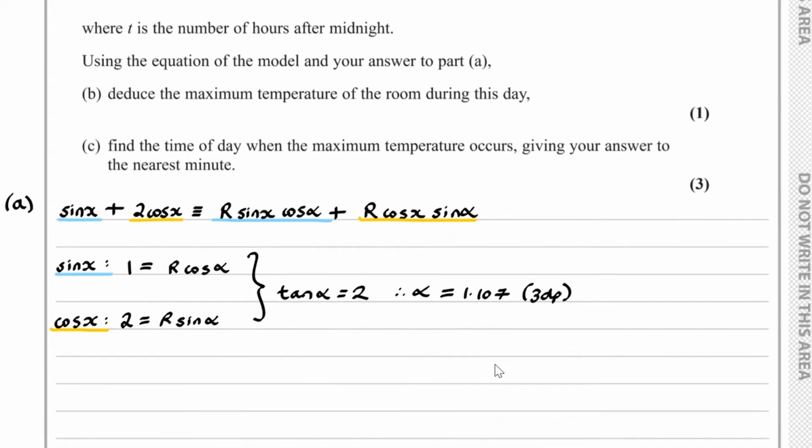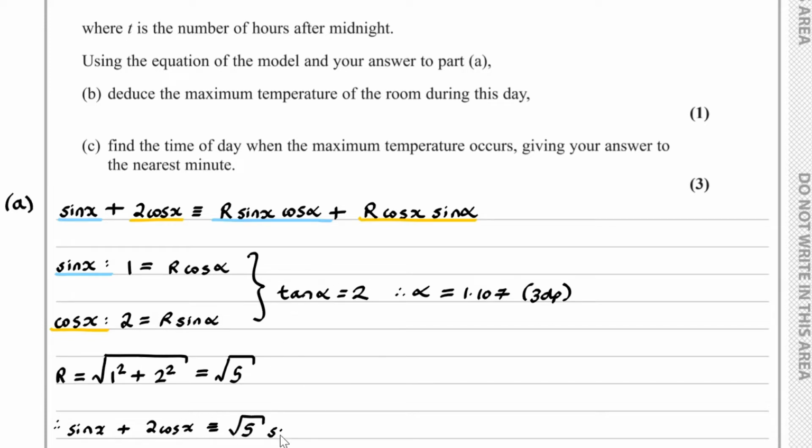And the value of r, that's equal to 1 squared plus 2 squared square rooted. Turns out we get root 5. And therefore we can rewrite sine x plus 2 cos x as r, that's root 5, times by the sine of x plus 1.107.